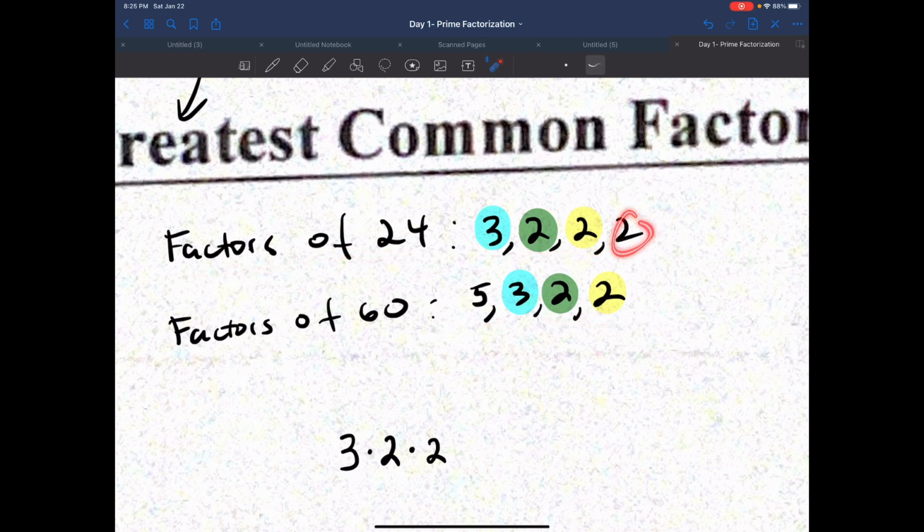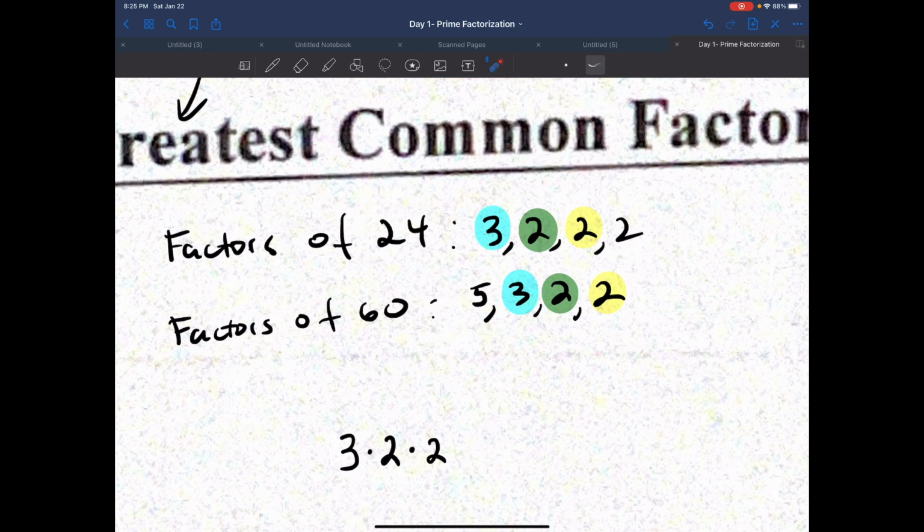I'm not going to include this 2 because when I'm looking at the factors of 60, it doesn't have the 2, so I can't write another 2 here. I'm only dealing with what they have in common, so please keep note of that. Only what they have in common.